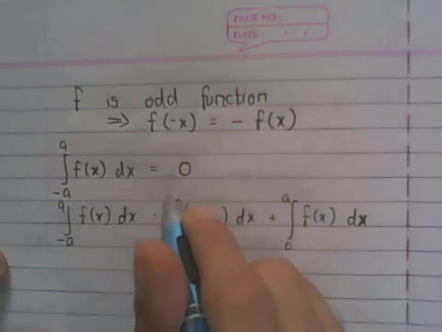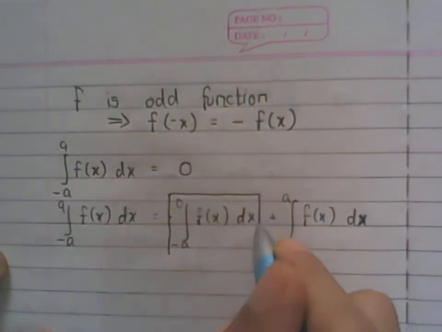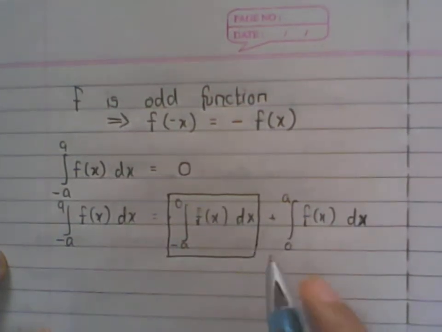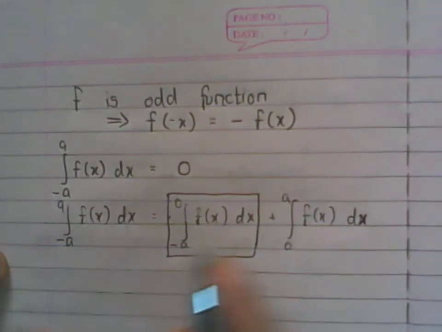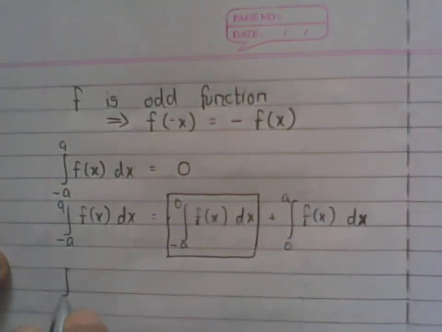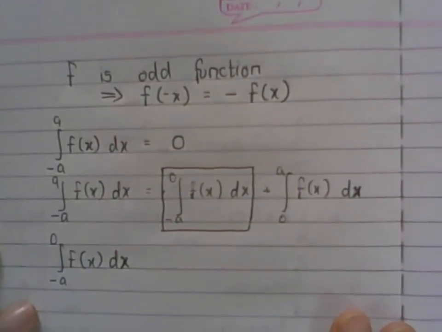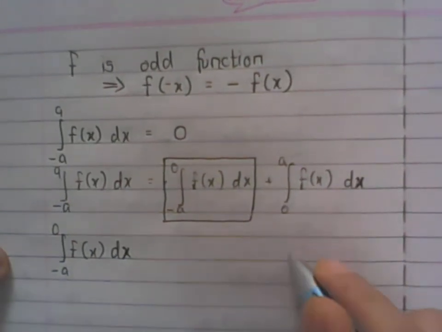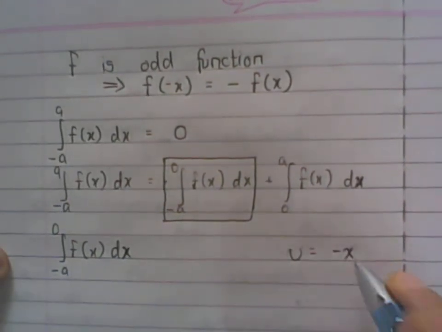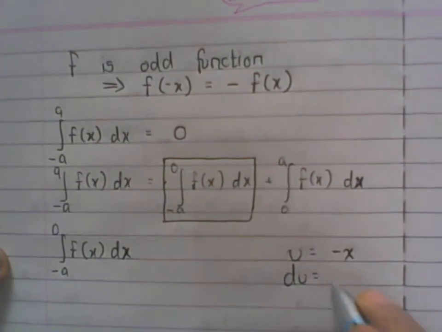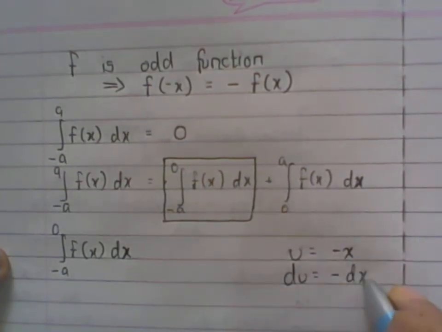So what I need to prove is that this integral is the negative of this integral. So I'll start with this integral, negative a to 0 of f of x dx. And again, since we are dealing with odd functions, a very good substitution to make is u is equal to negative x, which gives you du is equal to negative dx.